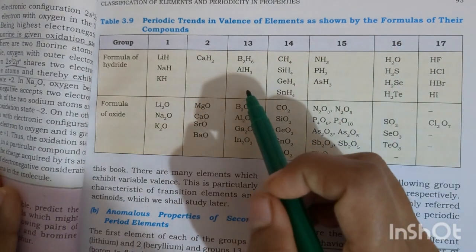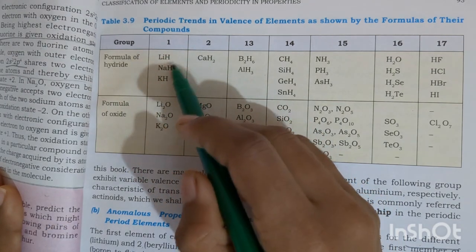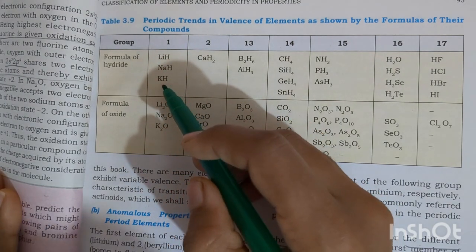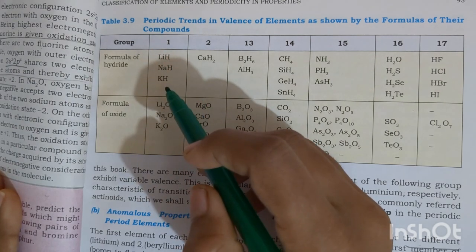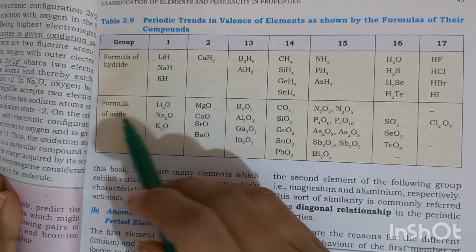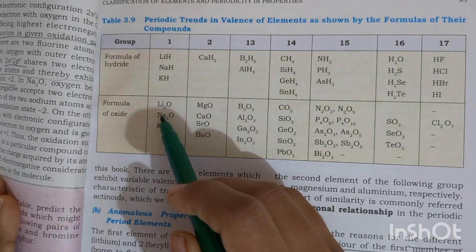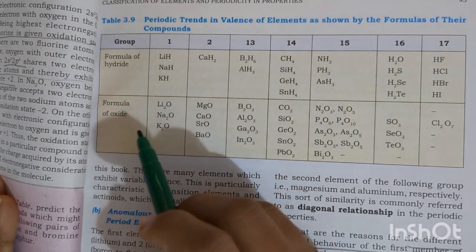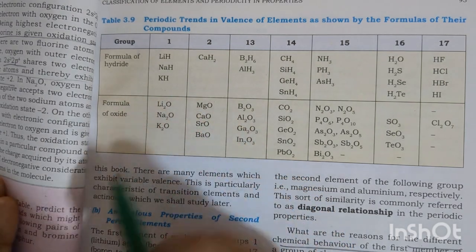If you consider the compounds down a group, lithium hydride, sodium hydride and potassium hydride, their valence is 1, which is almost constant down a group. The same is true for the formulas of oxides. The transition elements and actinoids exhibit variable valence.